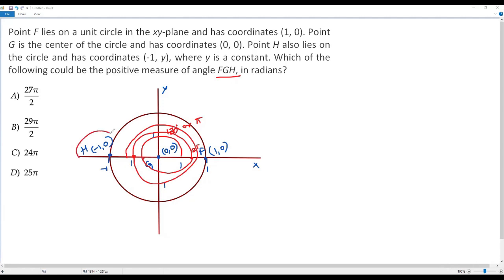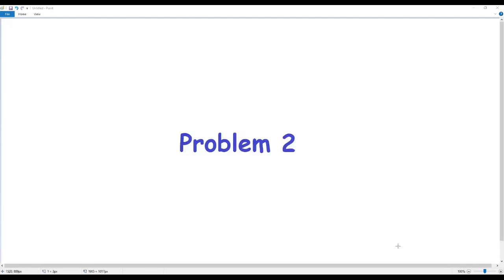So here at this position H, I am getting an odd multiple of pi. That is pi, 3 pi, 5 pi, and it will keep going. Now, to get the measure of angle FGH in radians, we have to consider the odd multiple of pi in the given answer choices. That is 25 pi. 25 pi is an odd multiple of pi. Therefore, the measure of angle FGH in radians is 25 pi in answer choice D. The correct answer choice for this question is D.